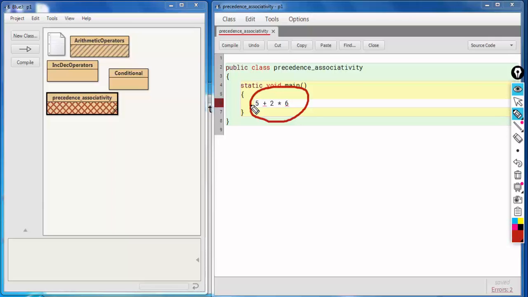So the correct approach is decided by the Java runtime environment, which takes care of which operator will execute first. If you have more than one operator in an expression, then the JVM will decide which operator is going to execute first. There is a predefined rule, and that is what we are going to look at ahead.